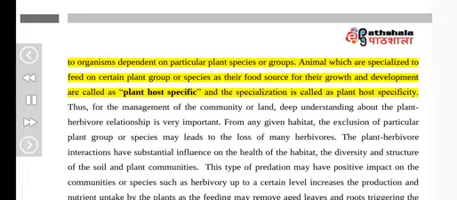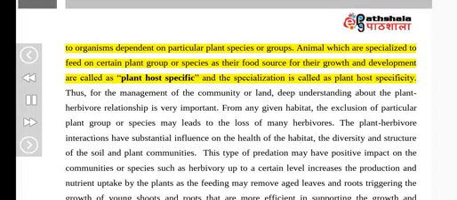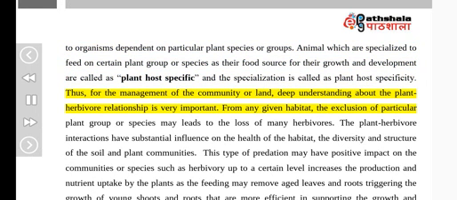Animals which are specialized to feed on a certain plant group or species as their food source for their growth and development are called plant host specific, and the specialization is called plant host specificity. Thus, for the management of the community or land, a deep understanding of the plant-herbivore relationship is very important. From any given habitat, the exclusion of a particular plant group or species may lead to the loss of many herbivores.